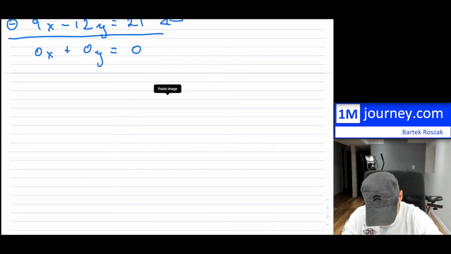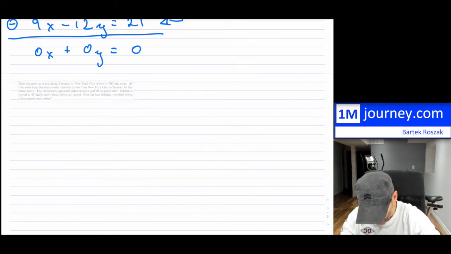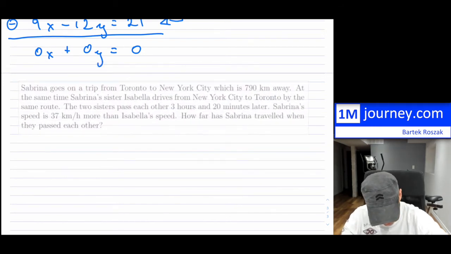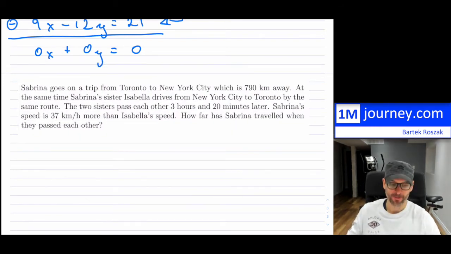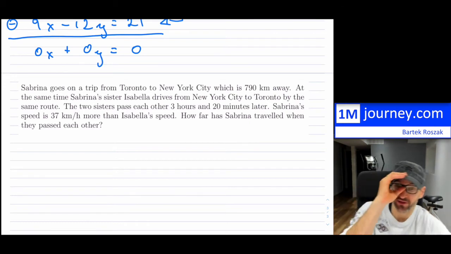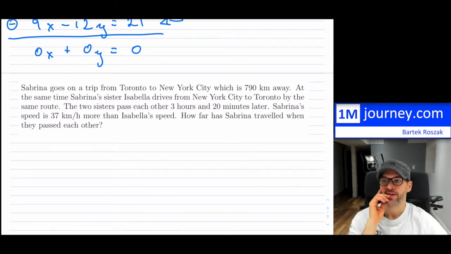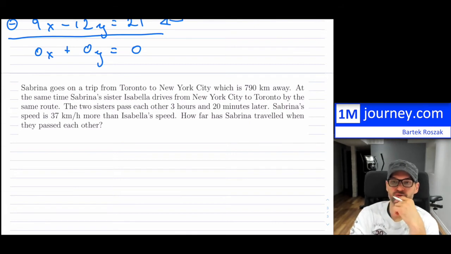And these word problems, these are probably going to challenge you. So try to see if you can solve them on your own. But it gives you a nice perspective of how to set these things up. So you have Sabrina goes on a trip, Toronto to New York.